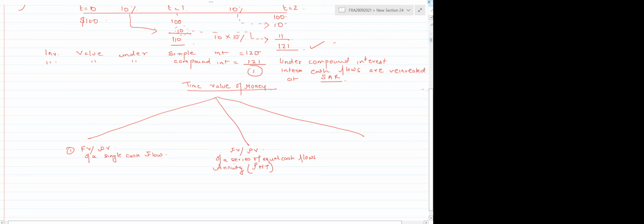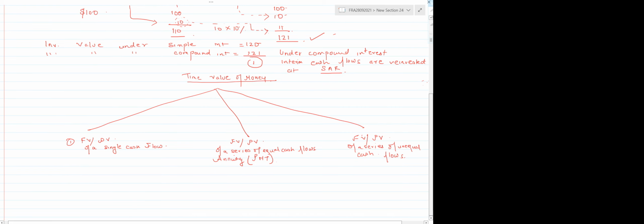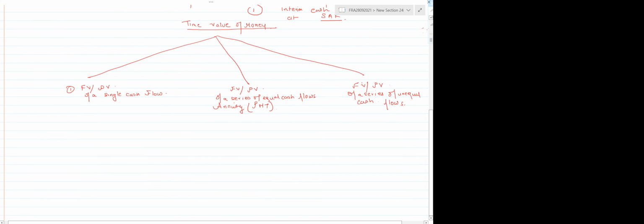And future value and present value of a series of unequal cash flows, right? So after we are done with these three heads, we'll be good with this particular reading. So we start off with FVPV of a single cash flow.